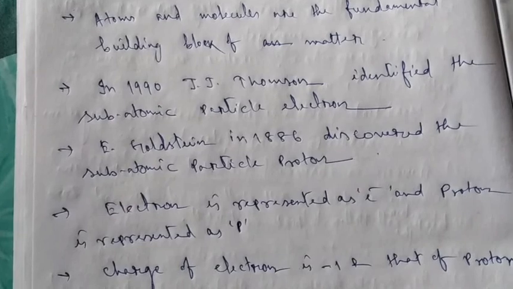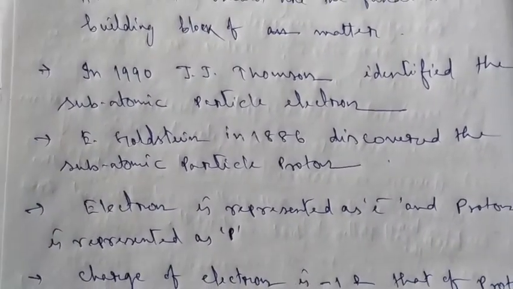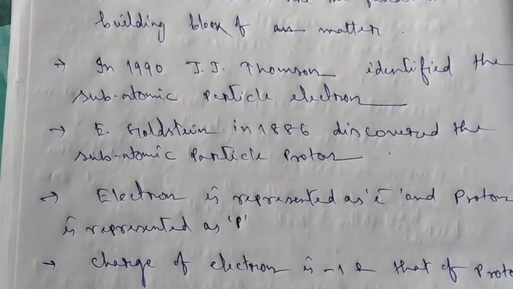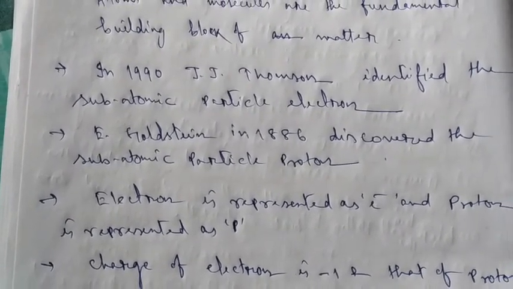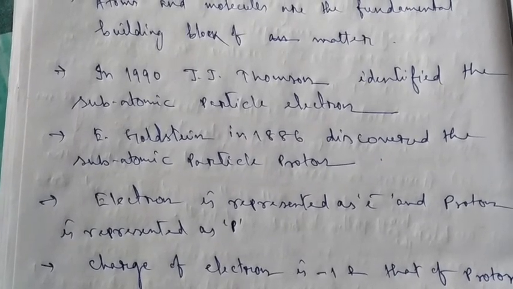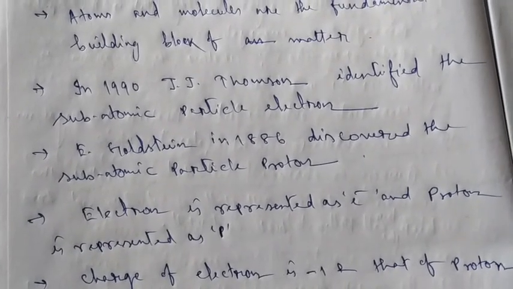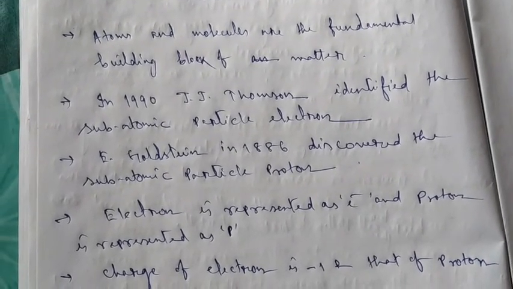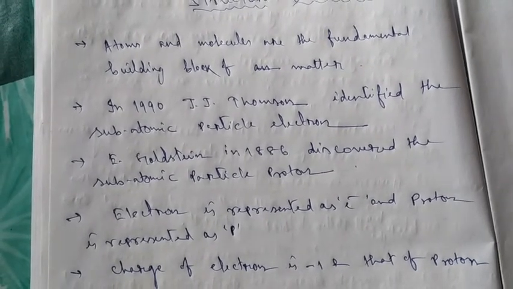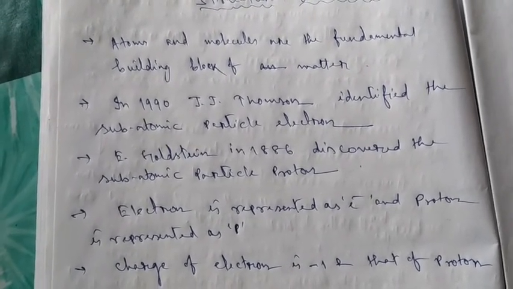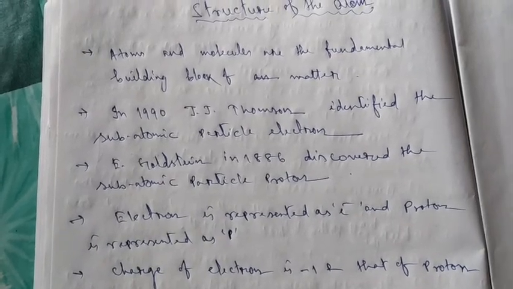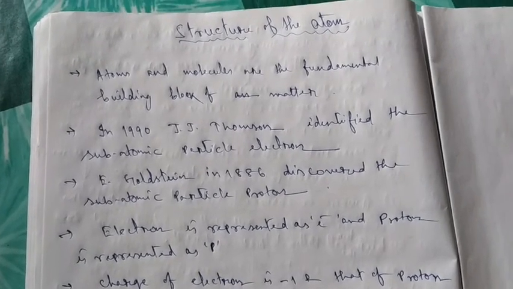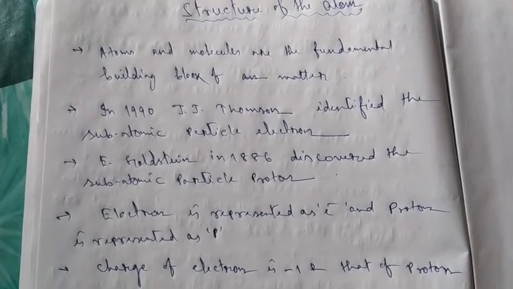So for this purpose, at first in the year 1886, E. Goldstein conducted an experiment by considering a gas discharge, and after his analysis he found some positively charged rays in his experiment, which he named canal rays. That means something positively charged is present in an atom, and later on this positive portion was named the subatomic particle proton, right?